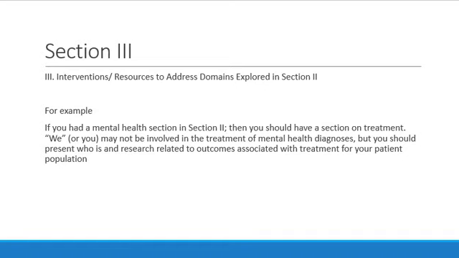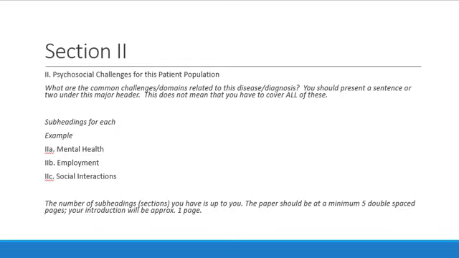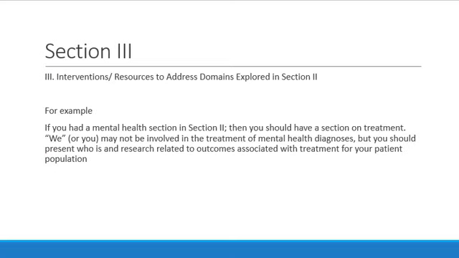So I'd want to see, hey, is there information on improvement in their mental health scores? Is there improvement in their pain scores? So you should have a section here exploring the literature, exploring the research related to that topic. You should have one section for each. So if I had a section on mental health, employment, and social interactions, I would want to have a section related to employment, mental health, and social interactions.